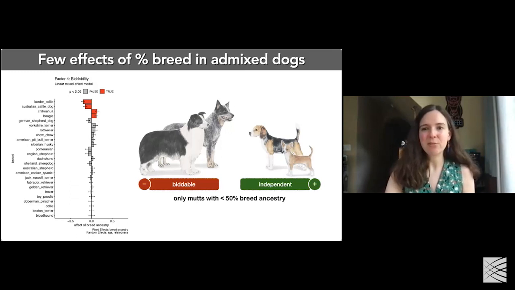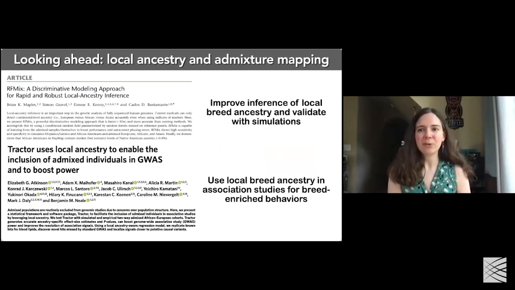So going forward, looking ahead, the real key to using breed as a means to understand these breed-enriched behaviors is probably to get at measures of local ancestry and leverage that ancestry to improve our association mapping. So I'm looking to two approaches. RFMix here, unlike other ancestry inference methods, performs very well on more than 3 populations. It can even handle 100, corrects for phasing errors, and can even learn from the admix samples to boost performance. So it looks like a good choice for inferring ancestry in dogs.